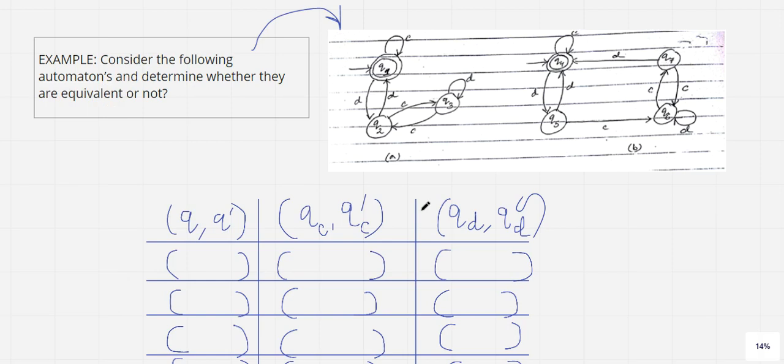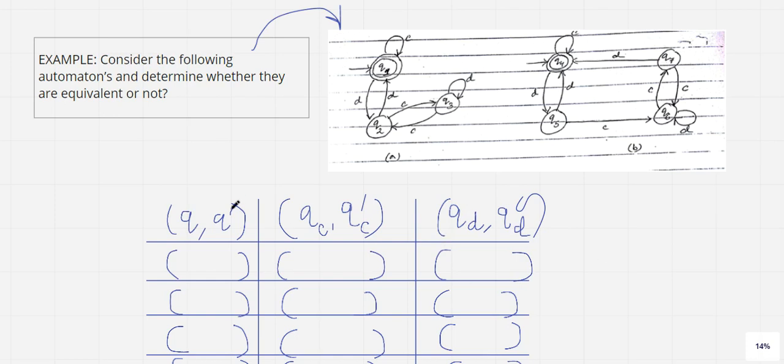Basically, we need to find a pair. The pair may be a final non-final or a non-final final pair. If we get such a pair, then we have to stop there and say that these two machines are not equivalent. If in the entire scanning process you don't find any such pair, that is final non-final or non-final final, then these two machines are equivalent to each other. Let me cross verify with this.